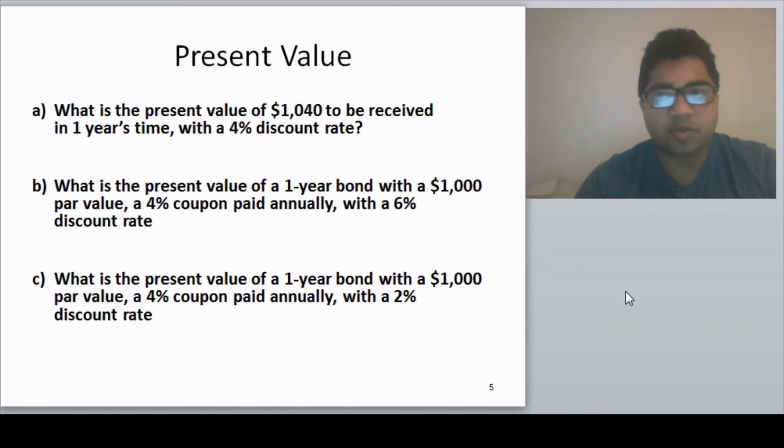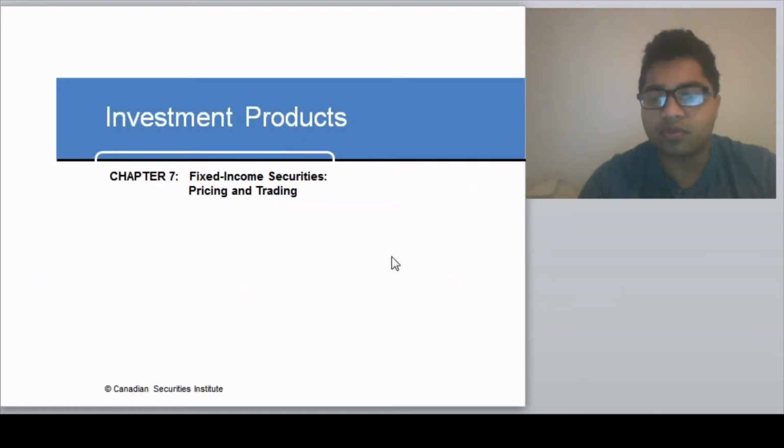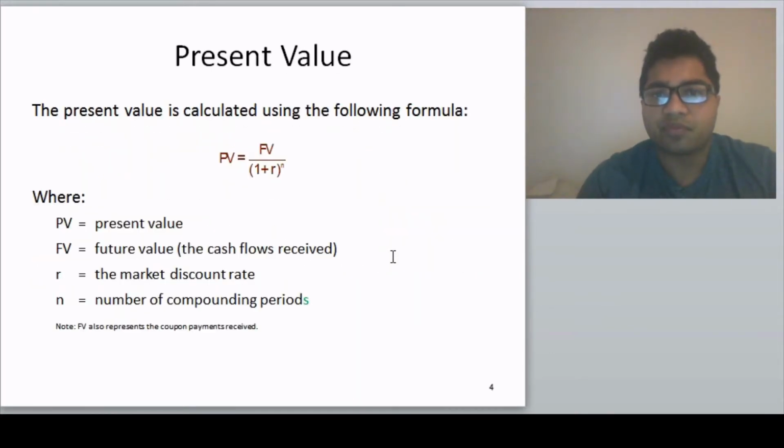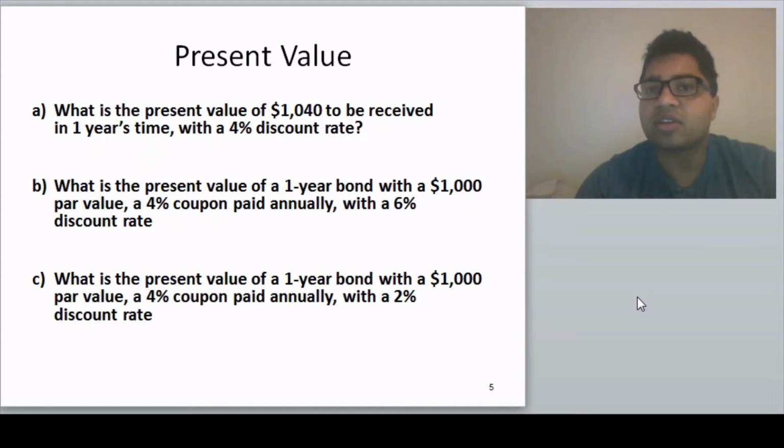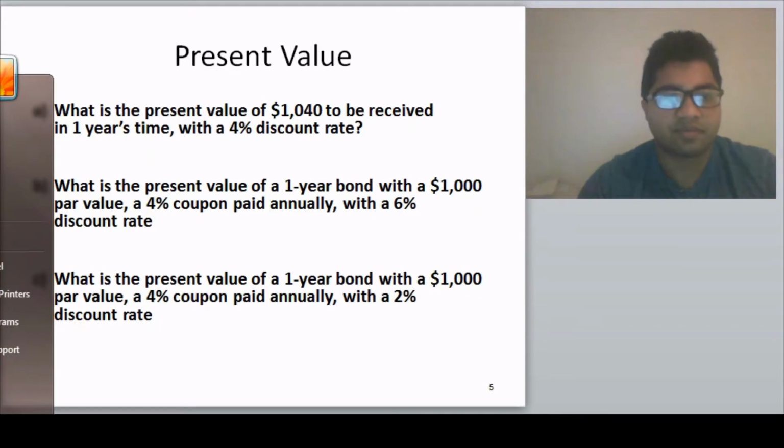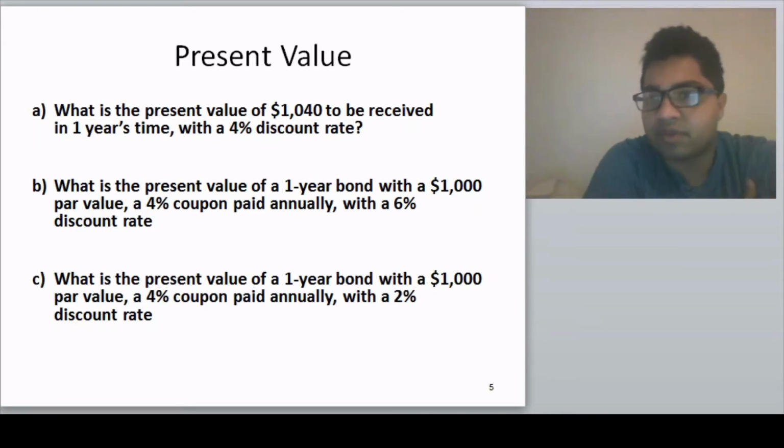So some practice problems before we get going. What is the present value of 1040 to be received in 1 year's time with a 4% discount rate? In your calculator, when you solve, there are 5 variables. So we'll be using calculators to solve it. I'm starting an Excel.